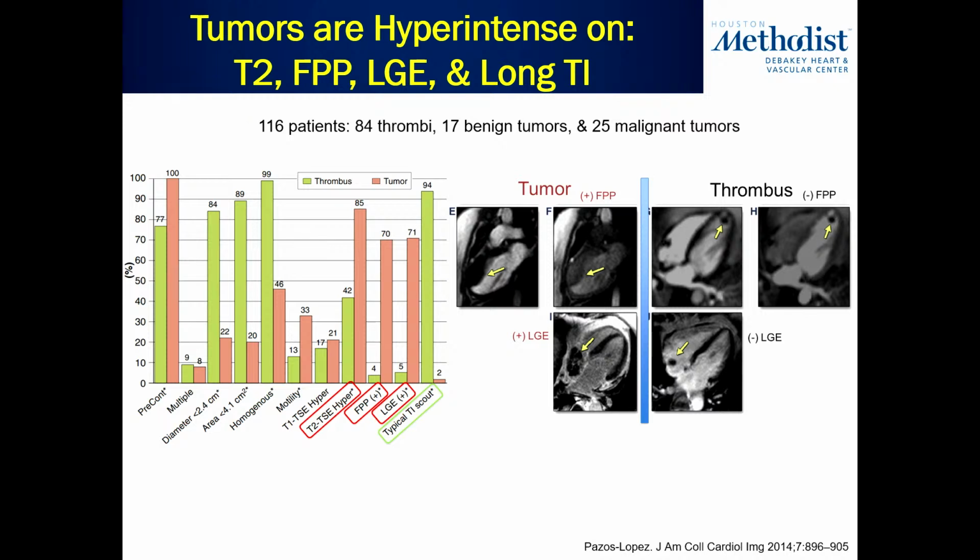Tumors, because they're vascular, behave very differently. Any sequence which has contrast, they will uptake contrast. It's a very important differentiation to know. Tumors as well on T2 imaging, because they frequently have necrosis and inflammation, will be bright on T2 imaging, suggesting there's edema present within them.